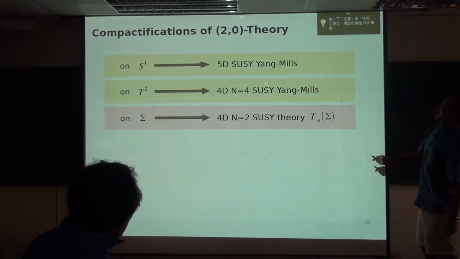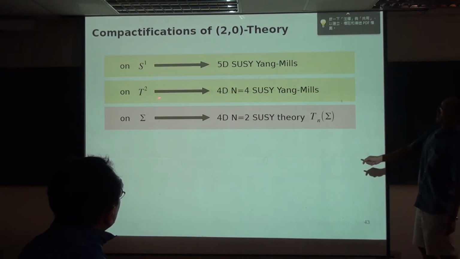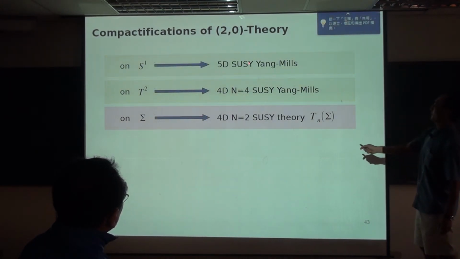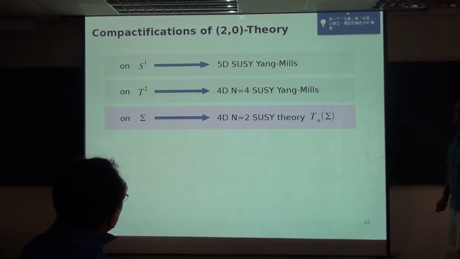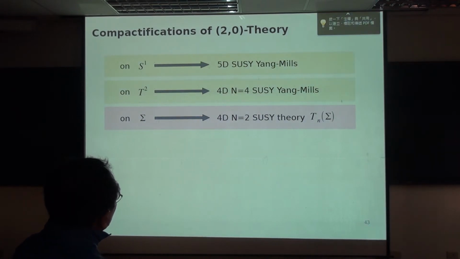So starting from 2,0 theory, we talk about various possible compactifications, and we get various interesting 5-dimensional and 4-dimensional gauge theories. Any questions?